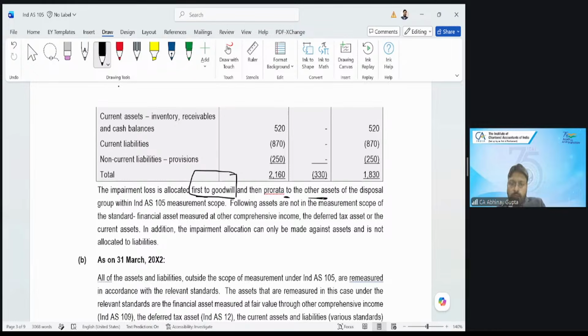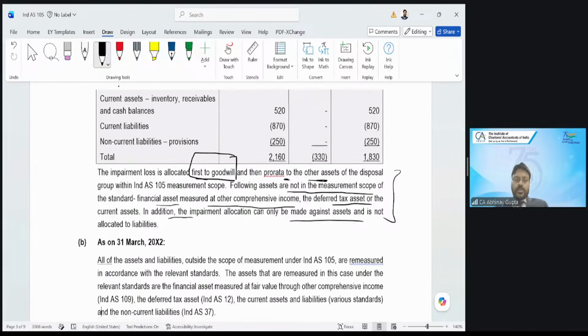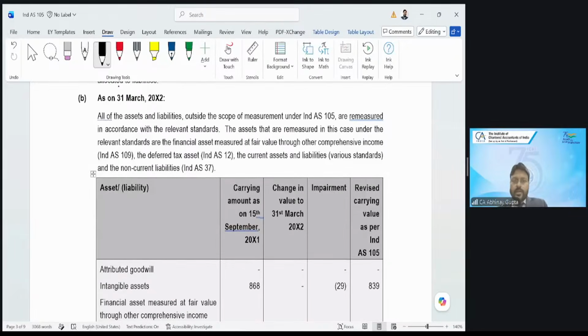Anyway, the following assets are not in the measurement scope of the standard, that is financial assets measured at other comprehensive income, and deferred tax asset measured under Ind AS 12. So all these items will continue to be measured on the basis of those respective standards, guidance, right? So that was part one of the question. Now let's proceed to part two.